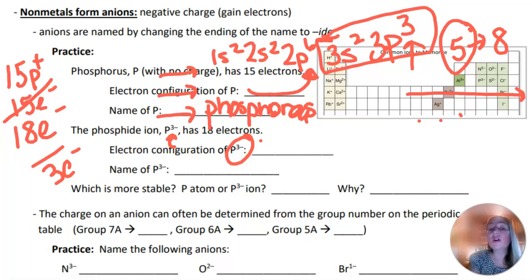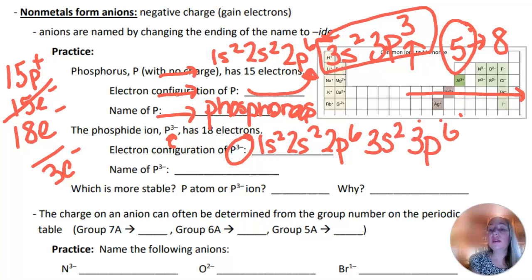Okay, so we're going to change its electron configuration. We keep all of the core, 1s2, 2s2, 2p6. Core was all filled. Get to the valence, 3s2 is fine, but 3p needs 3 more, or 3p6. And to name this, we actually do change the ending to phosphide. So we change that phosphorus ending to phosphide.